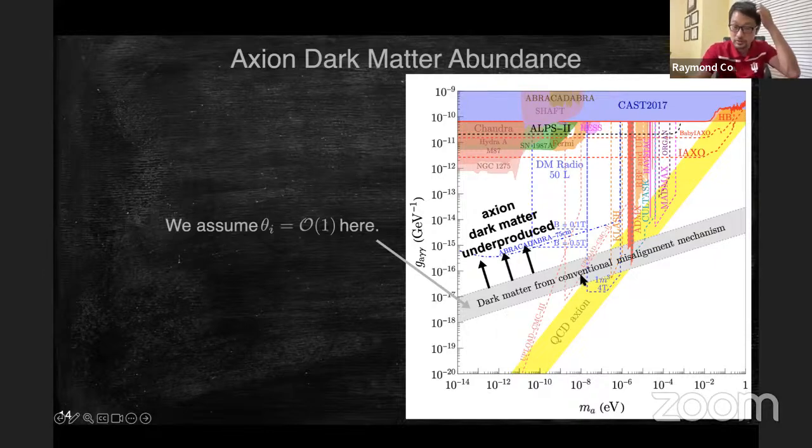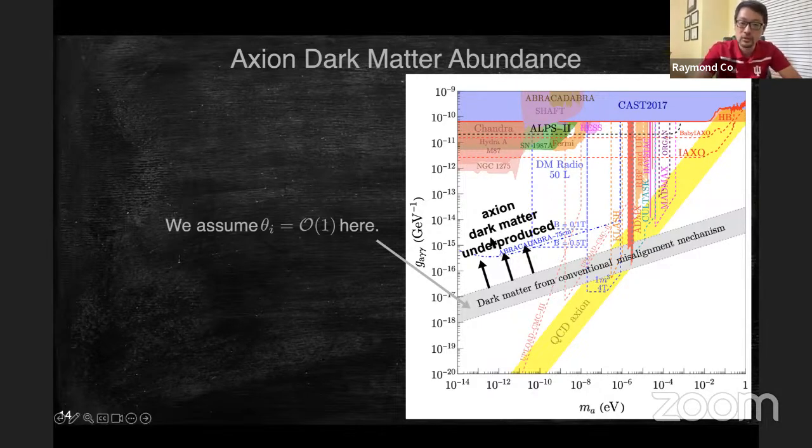Here we have to make the assumption that the misalignment angle is of order 1. In this case, this is the region where we explain dark matter abundance from misalignment. And if you're above the gray band, then axion dark matter is underproduced because the decay constant is too small, so the number density or the potential energy will be too small.